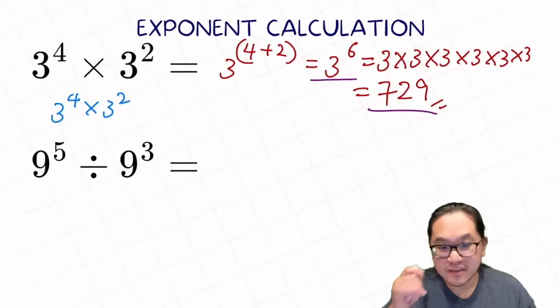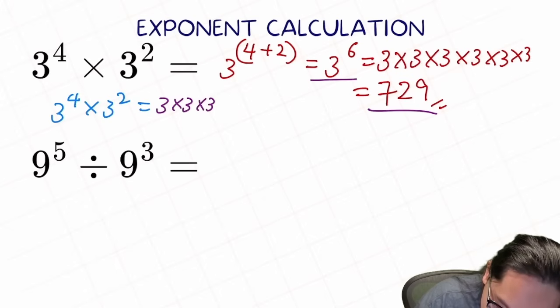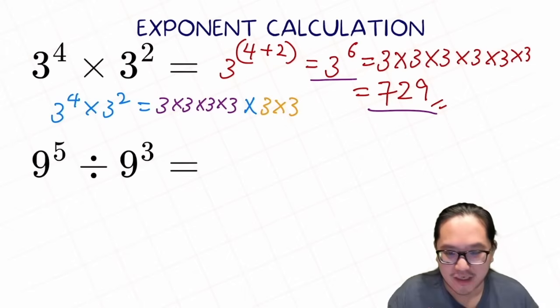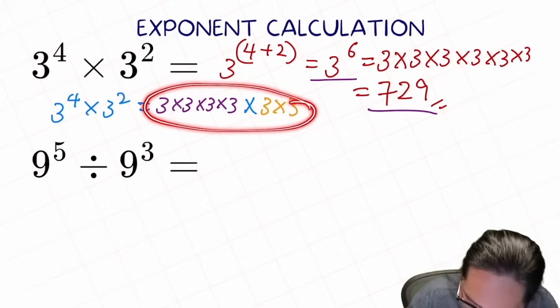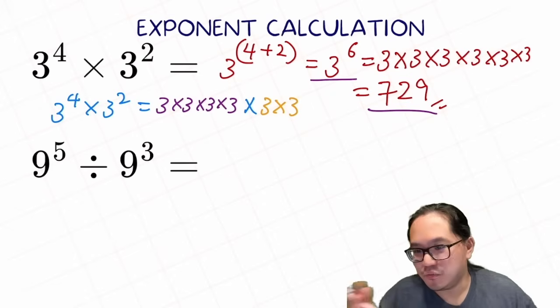If we don't use the exponent rule, it can still be done, right? 3 to the power of 4 is just 3 times itself 4 times. And then we keep the multiply. 3 times itself 2 times. See this setup? It's just equal to this to get the final answer. Okay? So it's pretty much the same.